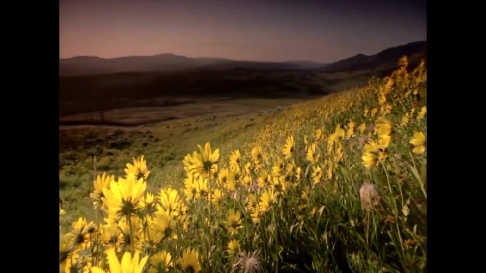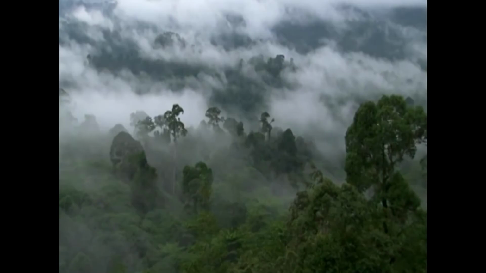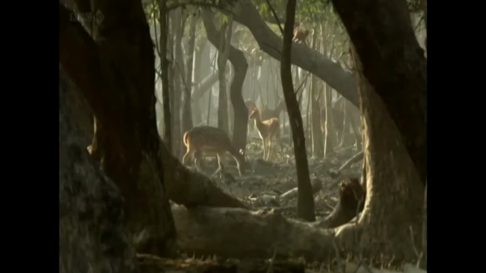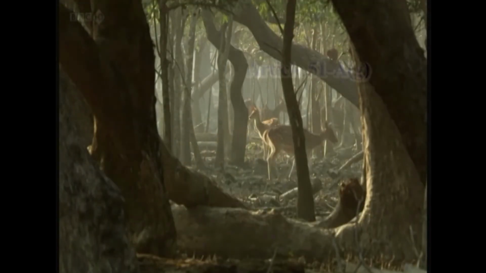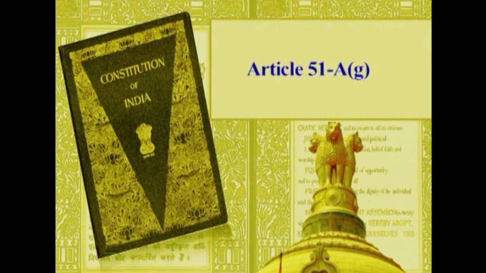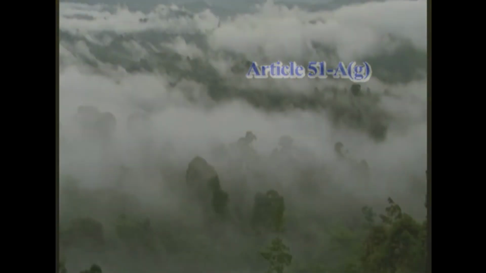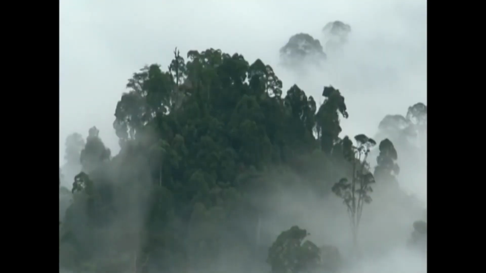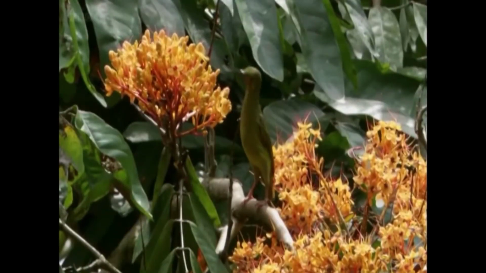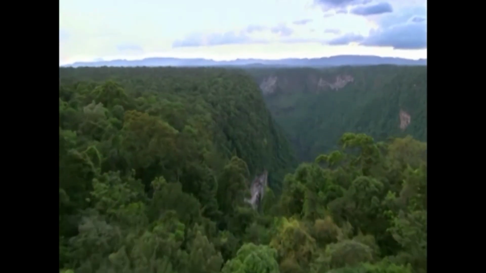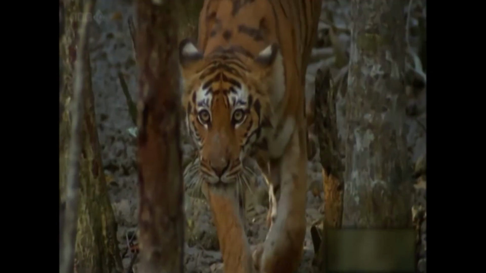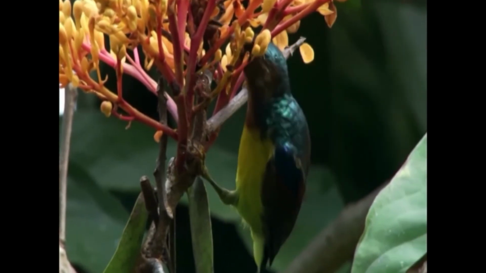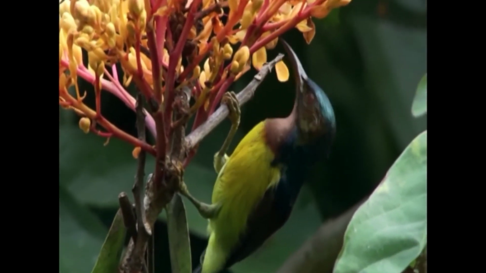Article 48A says, the state shall endeavour to protect and improve the environment and to safeguard the forests and wildlife of the country. Article 51A Clause G says, it shall be a duty of every citizen of India to protect and improve the natural environment, including forests, lakes and wildlife, and to have compassion for living creatures.